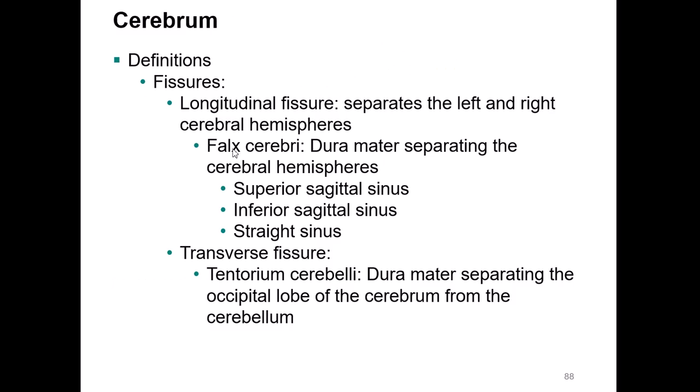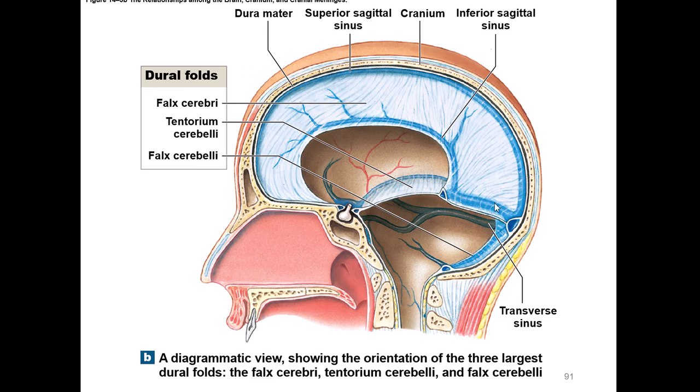So the falx cerebri, we want to give this a little bit of a highlight, again, is that dura mater that goes down into the longitudinal fissure. And you can see some of the big sinuses, right, which are just kind of collecting veins. The superior sagittal sinus is in there, the inferior sagittal sinus, and then another one called the straight sinus. And again, they would all be over here. Superior sagittal sinus, here's the inferior, and then here's the straight.